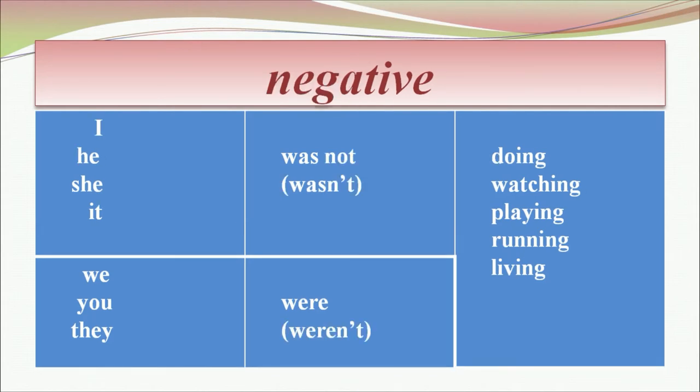And the negative form. The negative form is made with the word not, after to be, after was or were, and before verb ing. Subject plus was not or were not plus verb ing. For example, I was not doing, I wasn't doing, he wasn't watching, she wasn't playing, we weren't leaving, they weren't playing, you weren't running, you weren't leaving.